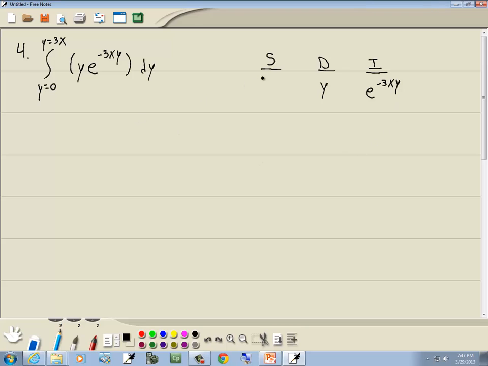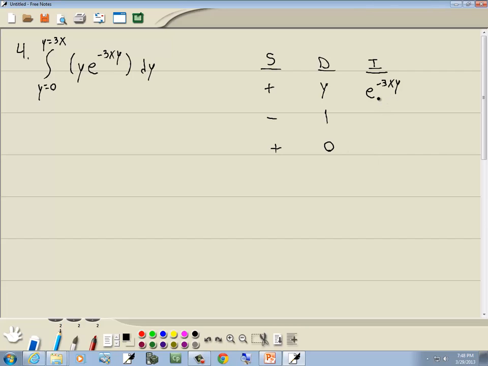Now the reason why I choose that, and this is plus by default, is because your D column, your derivative, has to be the part that will disappear. For example, the derivative of y is 1, and then the derivative of 1 is 0. See how it goes to 0? If I put the e part here, the derivative of e to a power is e to the power, and the derivative of that is e to the power, so it never goes to 0. Now our signs alternate. If that's plus, this is minus, and this is plus.